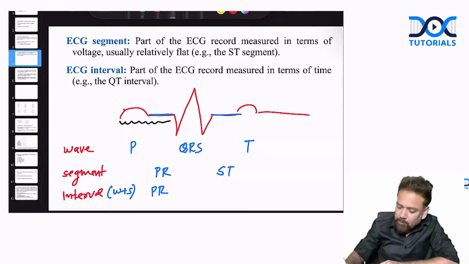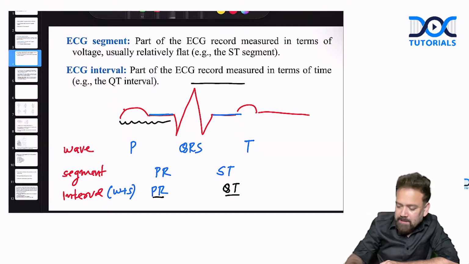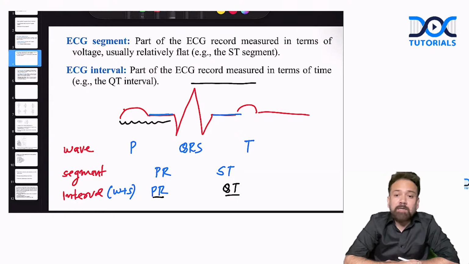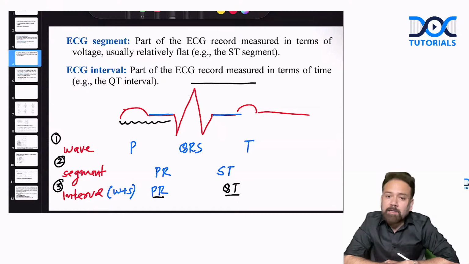If they say QT interval, PR interval and QT interval, so QRS wave, then segment, and then the T wave. So when there is a wave plus segment, it is called an interval. If there is only a fluctuation, it is called a wave. If there is a straight segment, it is called a segment. If there is a combination of wave plus segment, it is called an interval.